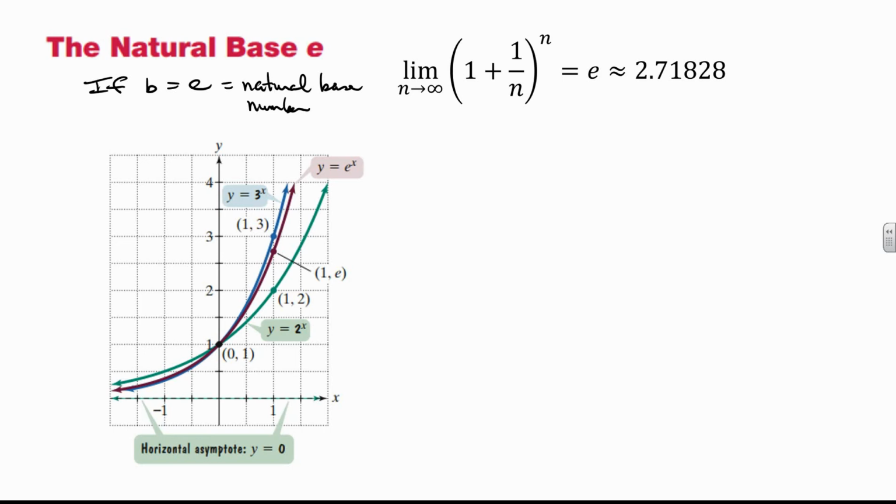So the limit of 1 plus 1 over n to the nth power as n increases exceedingly, as n goes to infinity.